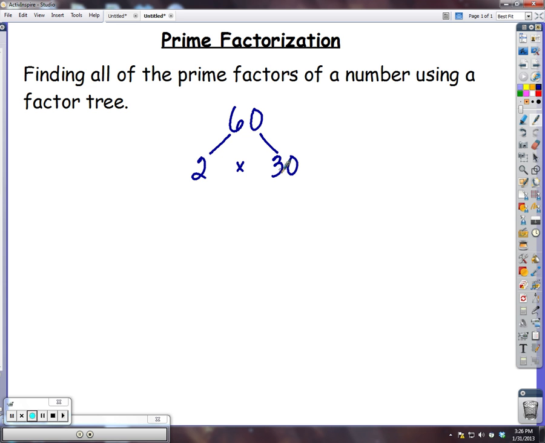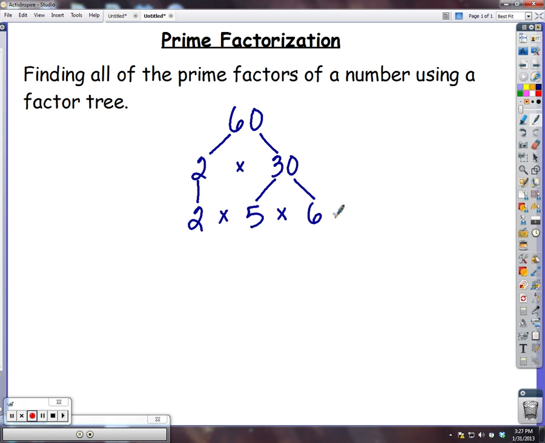On my first factor string, 2 is already a prime number, but 30 is a composite number. So I can put 2 branches and find a factor pair for 30. 5 times 6 is 30. Since 2 was already a prime number, just bring it down along with the multiplication sign.